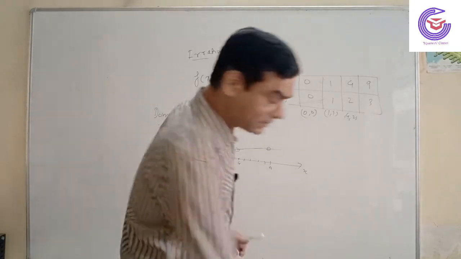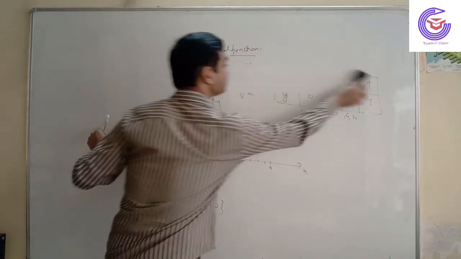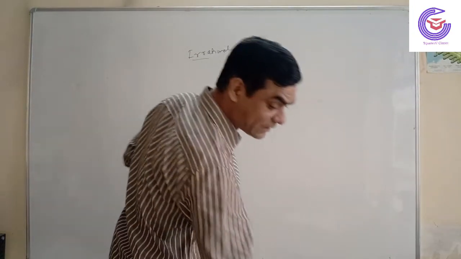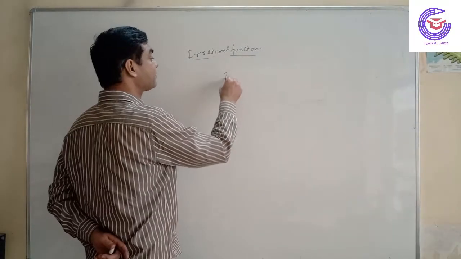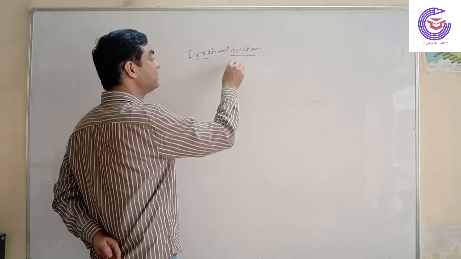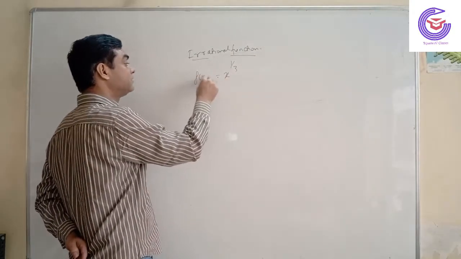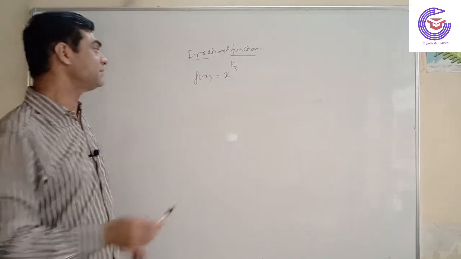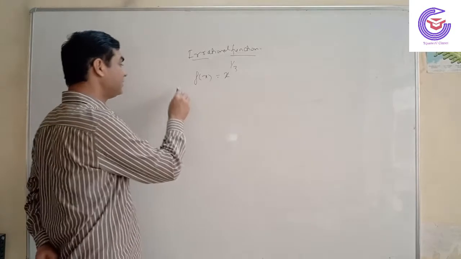Let me take another example. The second example is x to the power 1 by 3. So this is another irrational function. How do you plot the graph of this function? Again, let's make a table.